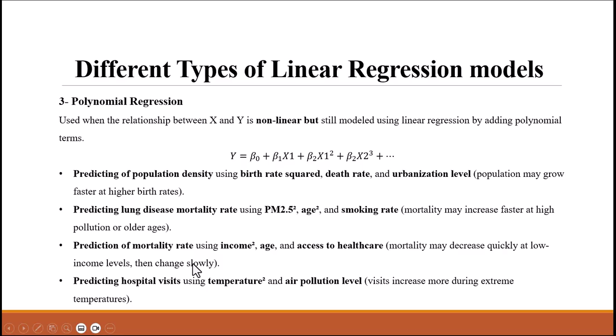Another example is predicting mortality rate using income squared, age, and access to healthcare. Mortality may decrease quickly at low income levels, then change slowly. And another example, predicting hospital visits using temperature squared and air pollution level. Visits increase more during extreme temperatures.